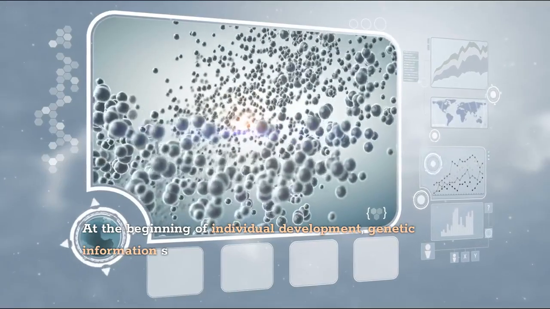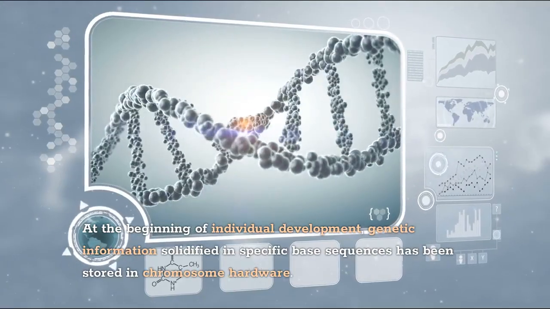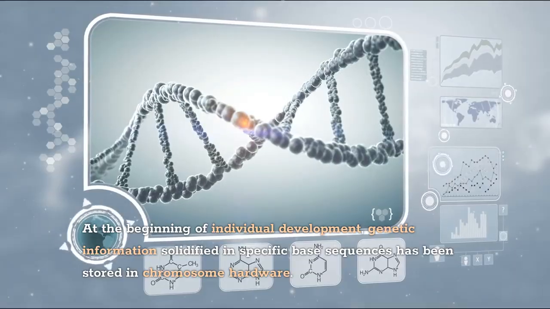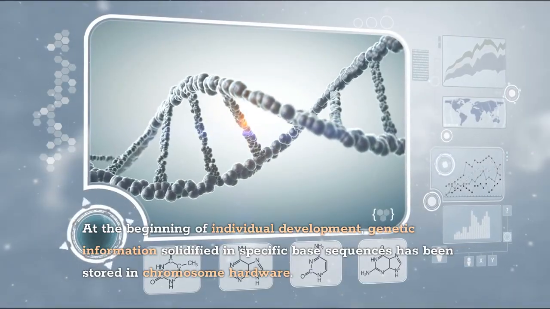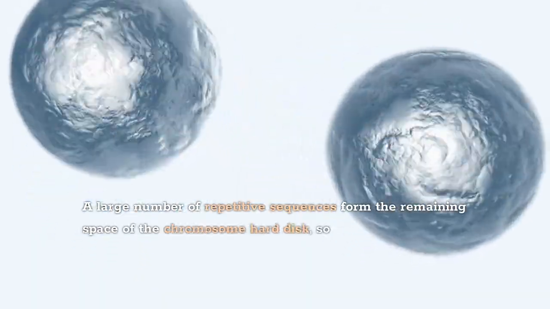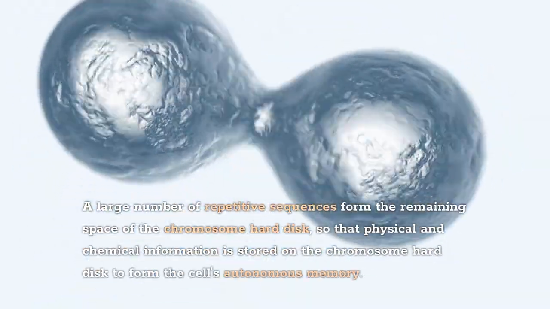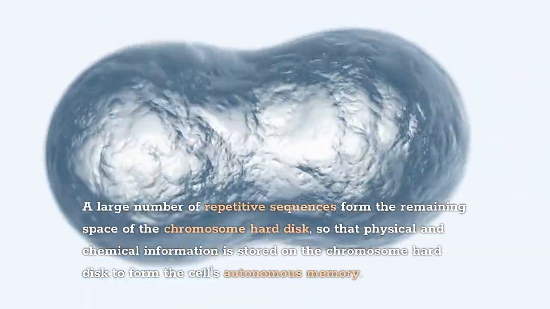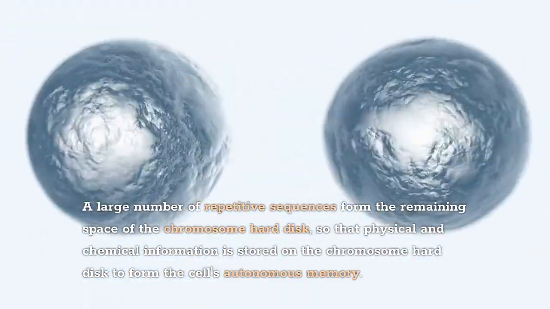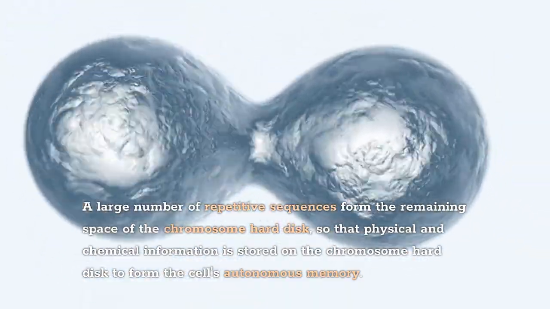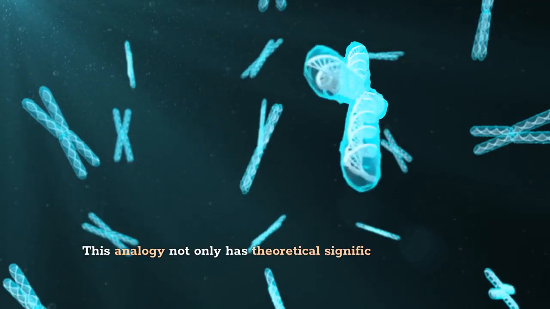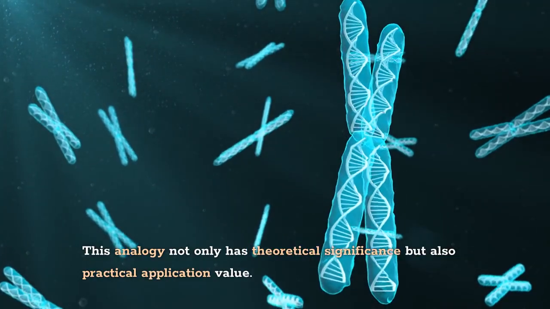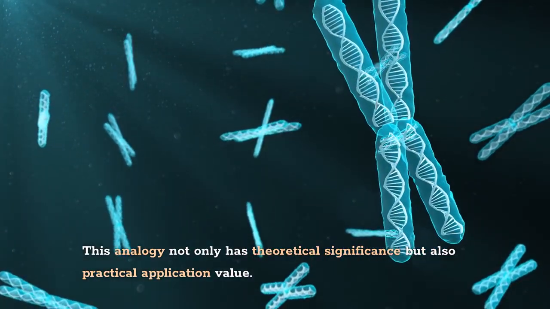At the beginning of individual development, genetic information solidified in specific base sequences has been stored in chromosome hardware. A large number of repetitive sequences form the remaining space of the chromosome hard disk, so that physical and chemical information is stored on the chromosome hard disk to form the cell's autonomous memory. This analogy not only has theoretical significance but also practical application value.